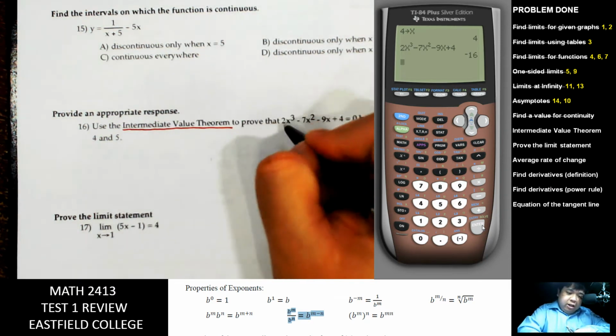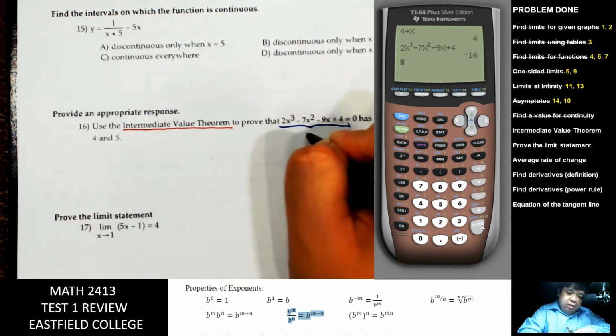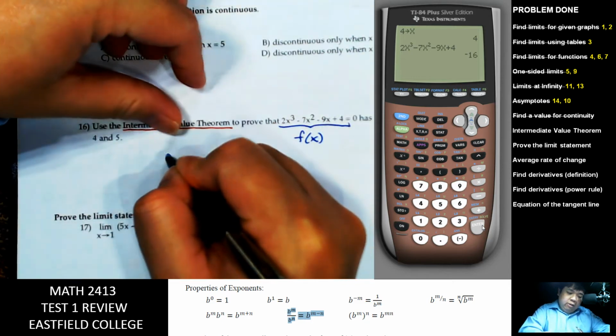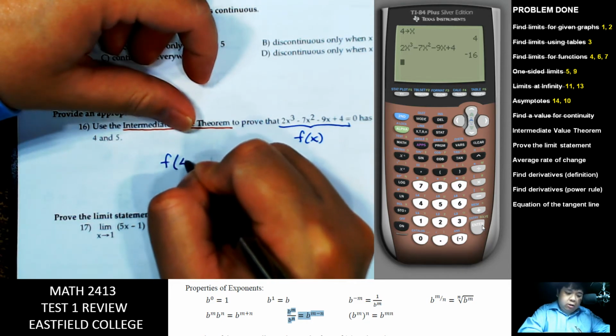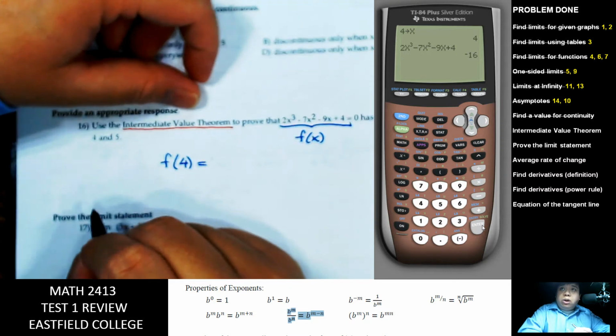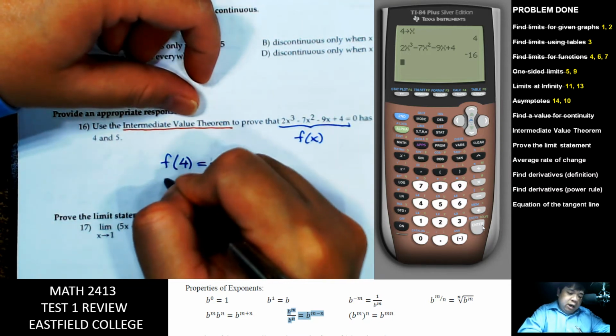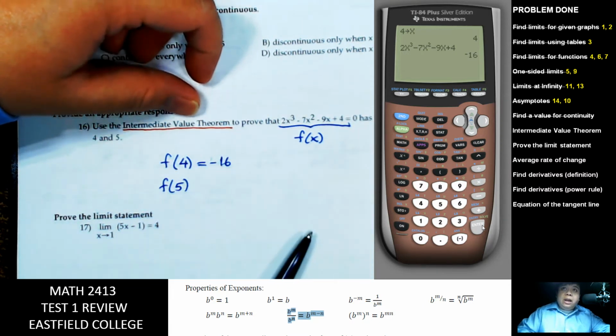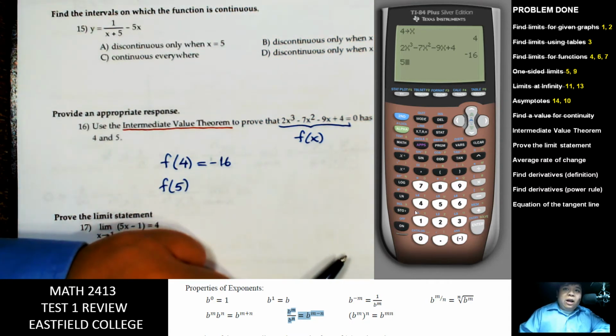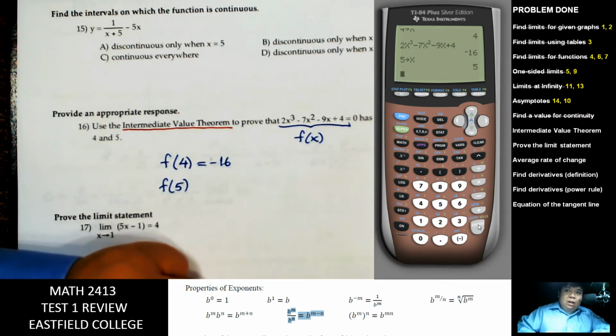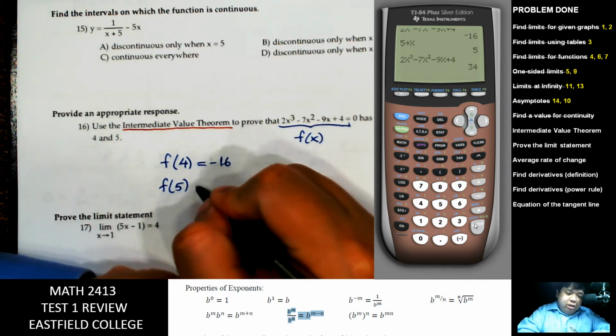So if this is the function, we have f of 4 equal to -16. Now we do f of 5. To do that, we hit 5 and we store into x. And then we just need to hit second, enter, second, enter, like copy and paste, if you will. Now that is going to be 34.